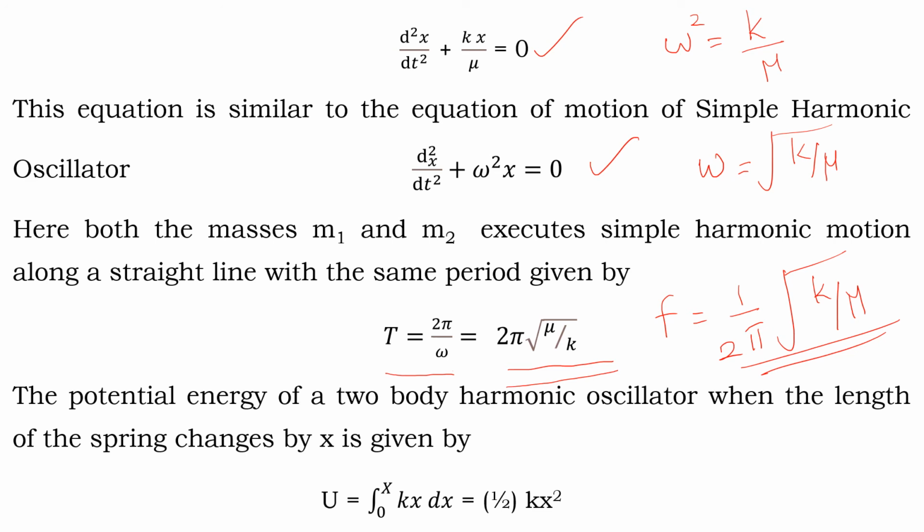And the potential energy of a two-body harmonic oscillator when the length of the spring changes by x is given by U is equal to integral 0 to x of kx dx, where kx is the force. This potential energy can be written as U is equal to half kx square. That is, the potential energy of a two-body harmonic oscillator can be represented as half kx square, and the period can be represented as T is equal to 2 pi into root of mu by k.